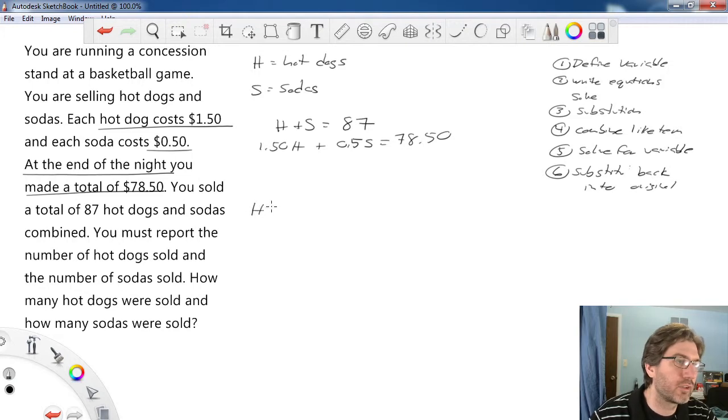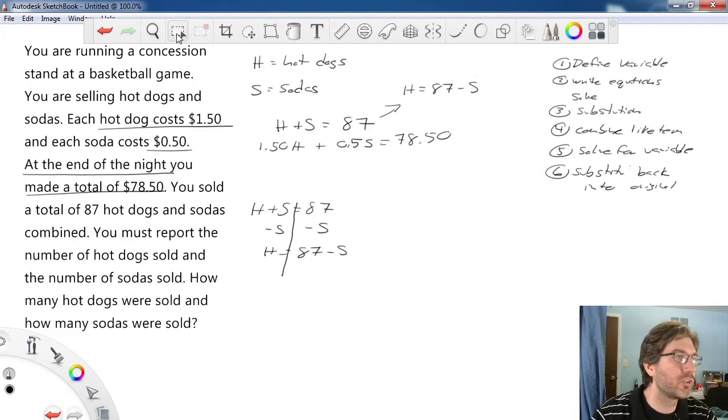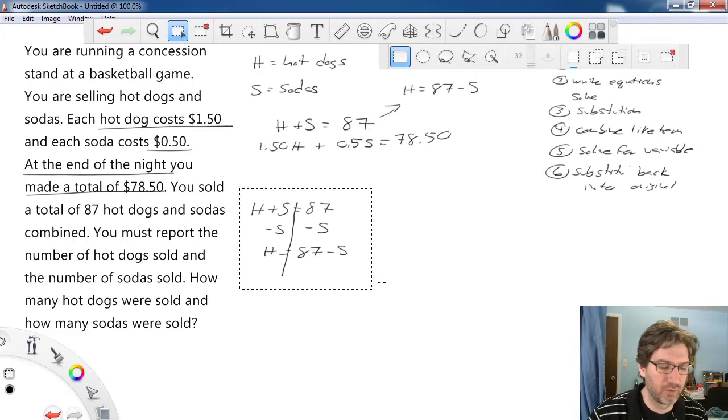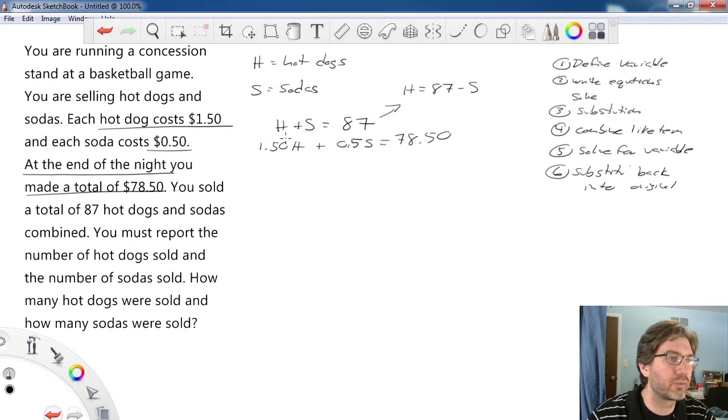So I'm going to come over here and say H plus S equals 87. So I'm going to solve for H. So I'm going to subtract S from both sides. So H equals 87 minus S. That's an S, not an 8. 87 minus S. So I'm going to come over here and I'm just going to draw off here. This says H equals 87 minus S. They are the same equation. They're just written to solve a different variable or a different quantity.